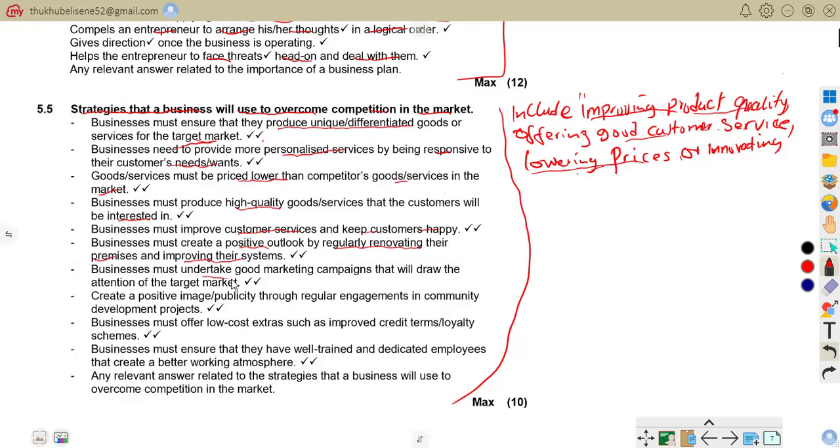Business must undertake good marketing campaigns that will draw the attention of the target market. That is that. Create a positive image and publicity through regular engagements in community development projects. Business must offer low-cost extras such as improved credit terms and loyalty schemes. Business must also ensure that they have well-trained and dedicated employees that create a better working atmosphere. So that is that.